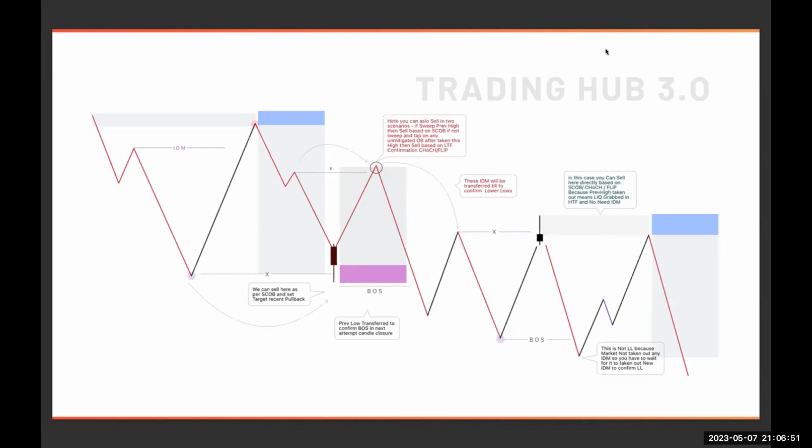Similar thing here. In this case, in a higher time frame, there is no inducement created here, but you can still sell here. Why? Because this move has taken out the liquidity. This move taken out the liquidity means this is a strong zone for the sell. But if market has not taken out the liquidity, then you can't sell here.